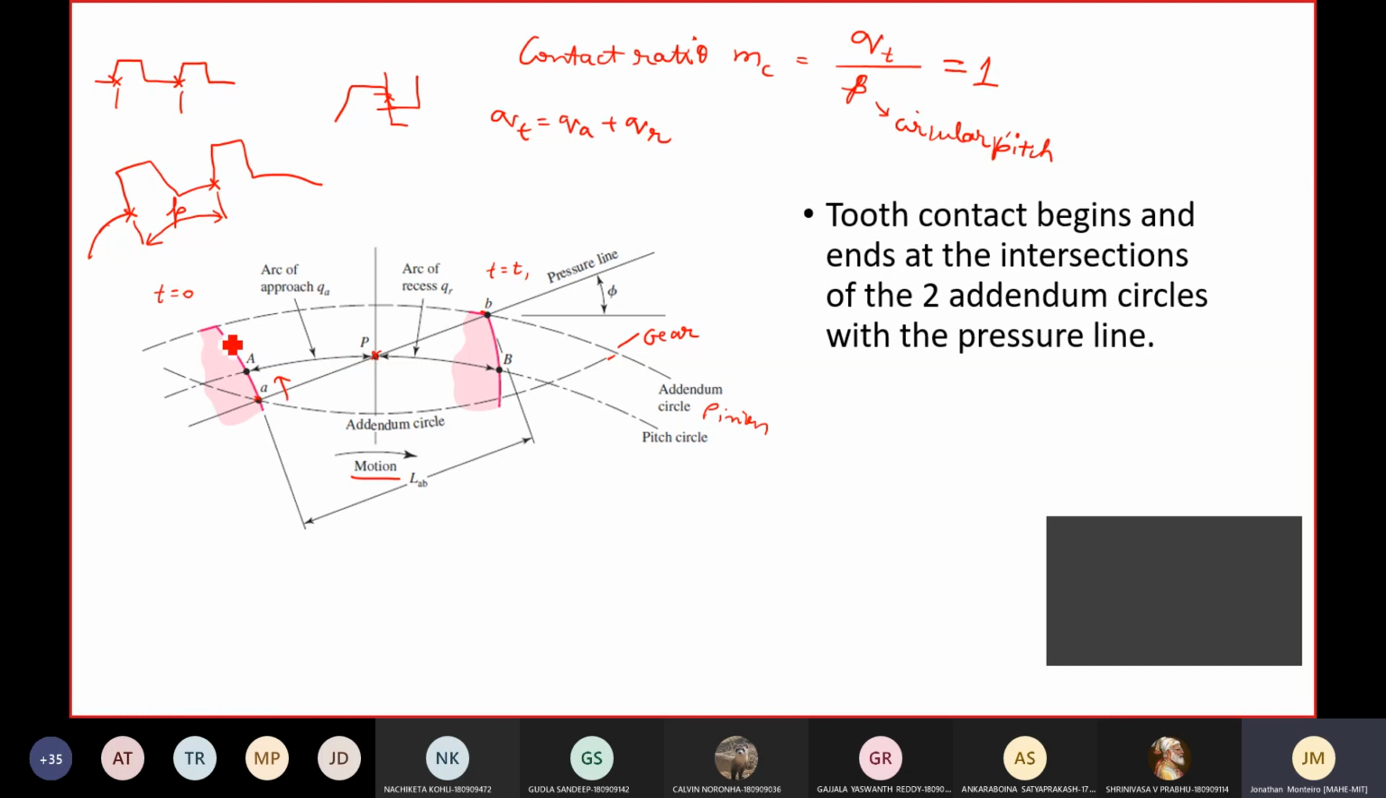So that means only one tooth is responsible for carrying the load, whether it is impact load, shock load, reversal of load, whatever it is. Only one tooth will be responsible. Of course, when doing the calculations for the stresses, we will take that into consideration, as if the entire load is concentrating on one tooth itself. But from a design point of view, this is not good.